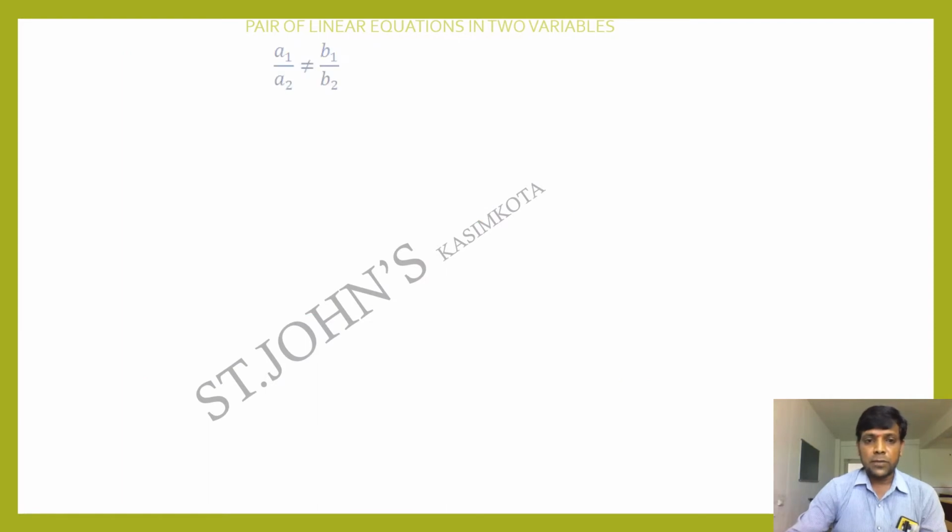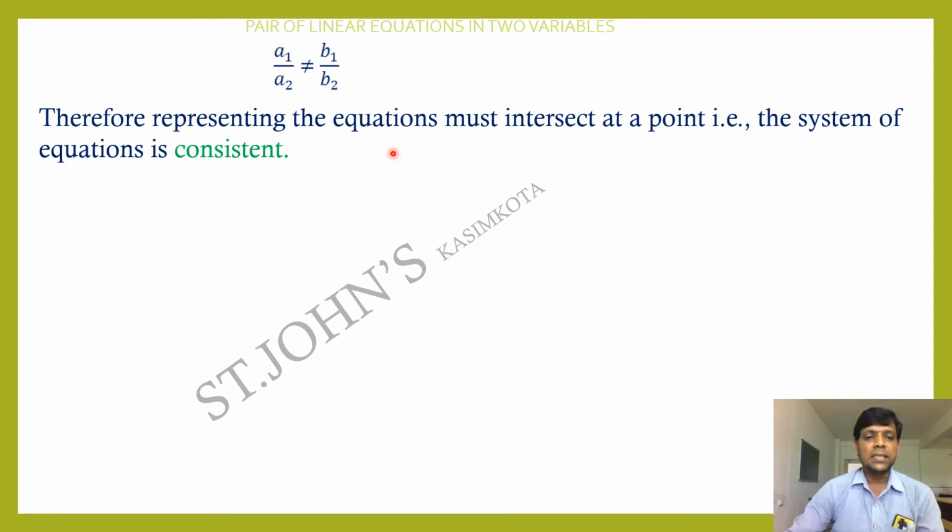Okay. Next one. Since a1/a2 is not equal to b1/b2, therefore the lines representing the equations must intersect at a point. That is, the system of equations is consistent. It means intersecting lines. So we are going to another question.